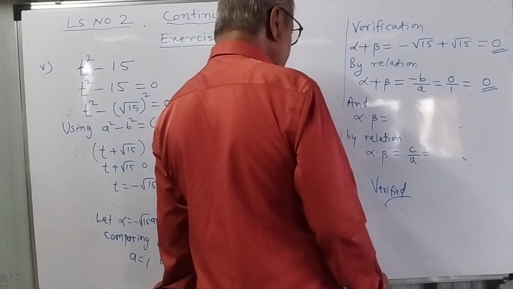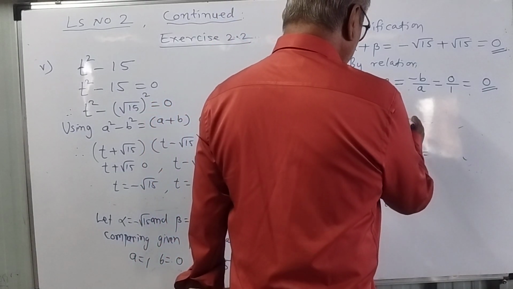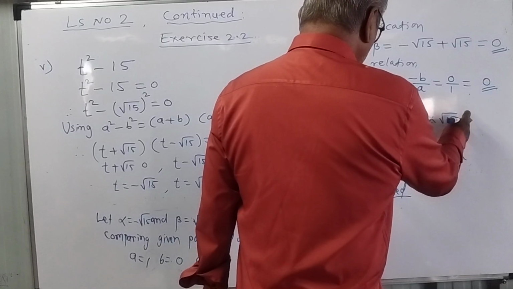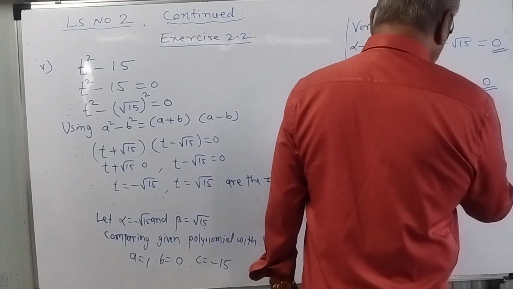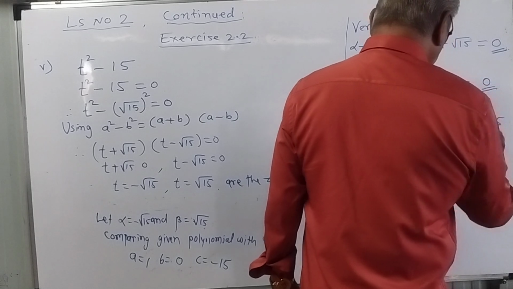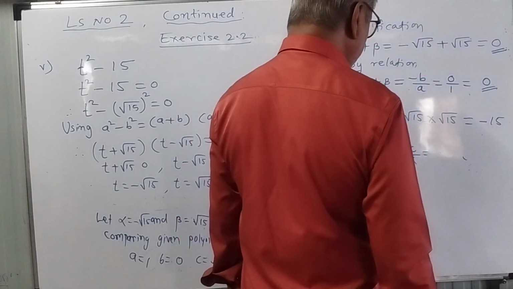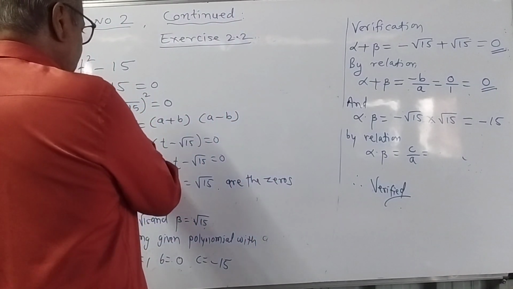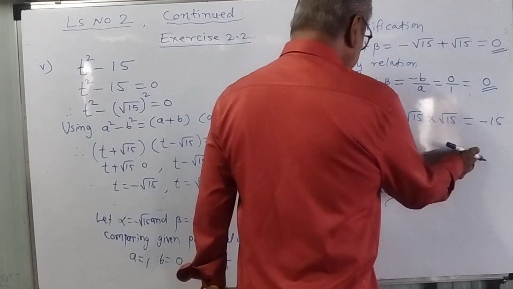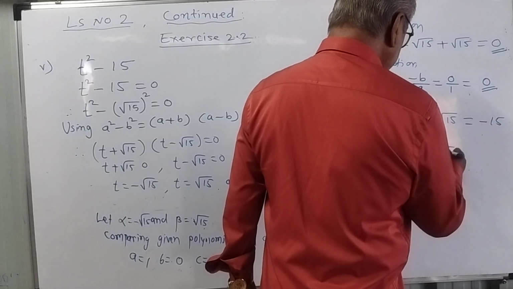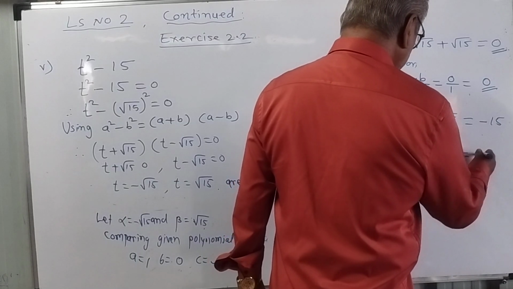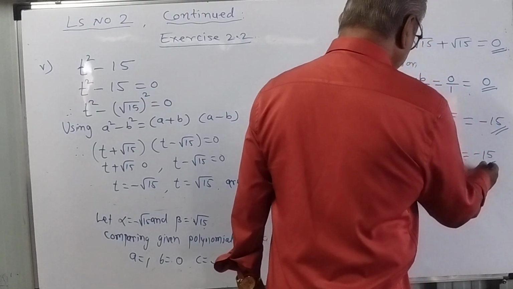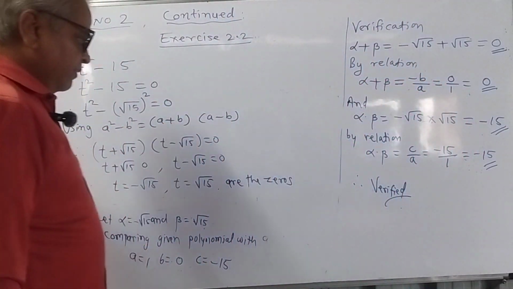Alpha into beta, actually minus root 15 into root 15. So root 15 into root 15 is 15, but the sign is minus, and c upon a is, what is c here? Minus 15. And what is a? 1, which is again minus 15. So product is also verified. So relation is verified.